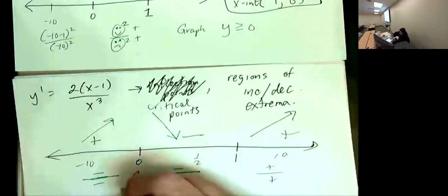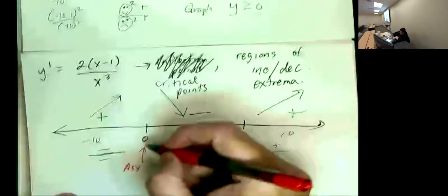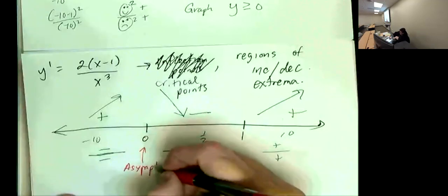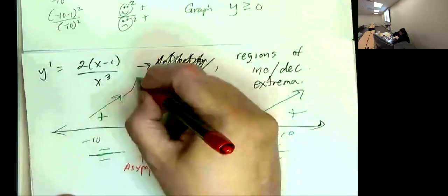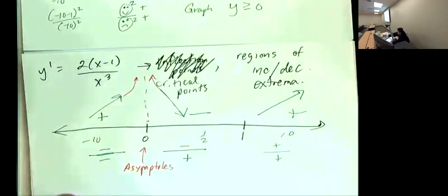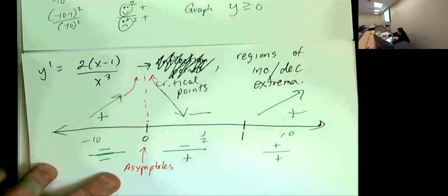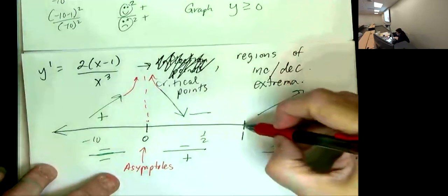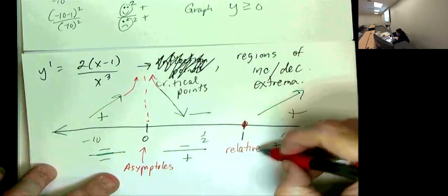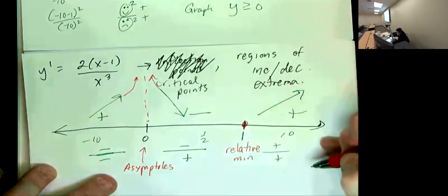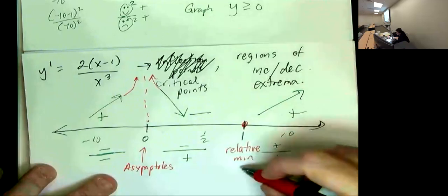We know x equals 0 is an asymptote. So our graph's going to have something like this. There's no max there, even though the sign chart would say there's a max. There's an asymptote there, so there's no max. But here it looks like we've got a relative min. And we actually already identified this. This was our x-intercept.